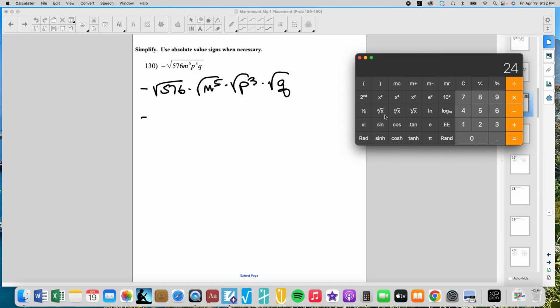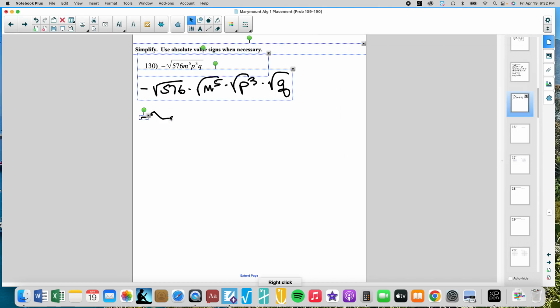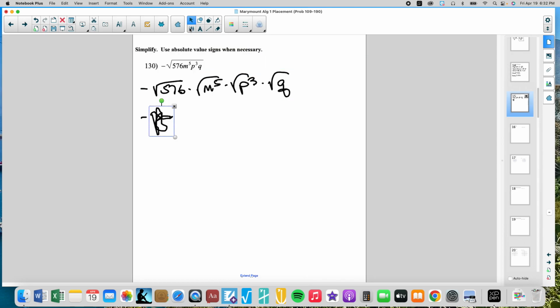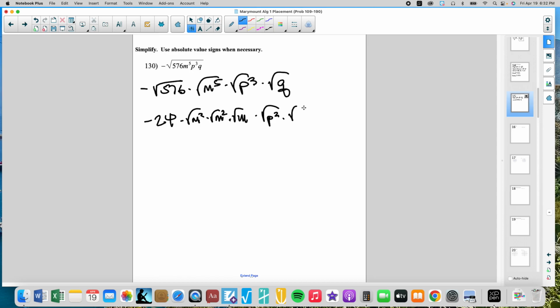576 square root 24. Sorry, I'll get better. Negative 24. This is going to be rad m squared times m squared times m. This is going to be p squared times rad p, and this is going to be rad q. So negative 24, that's going to be m times rad m times p times rad p times rad q.